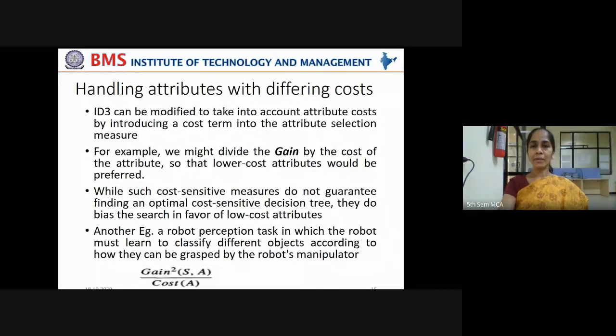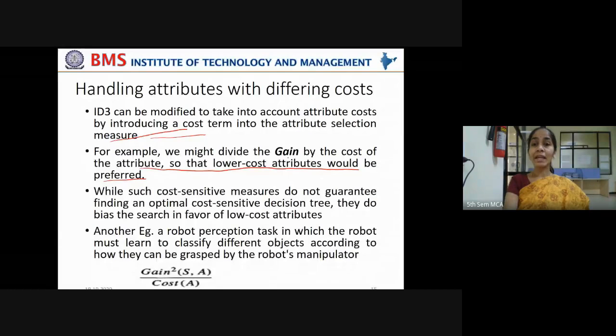Okay, so how can this be further understood? ID3 can be modified to take into account attribute costs by introducing a cost term into the attribute selection measure. Let us introduce a cost term so that the ID3 algorithm can understand better how to go forward with these differing costs. For example, we might divide the gain by the cost of the attribute so that lower cost attributes would be preferred. Very easy this is, do not get confused.